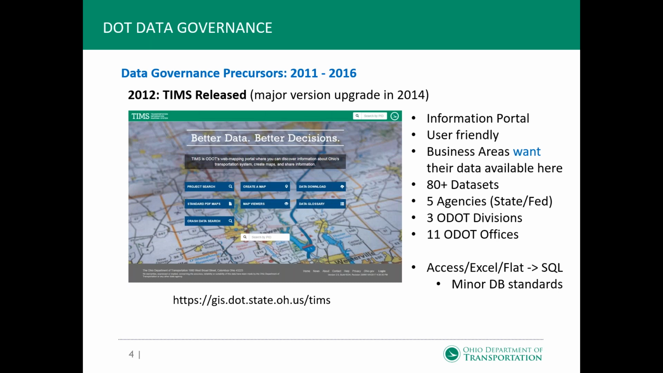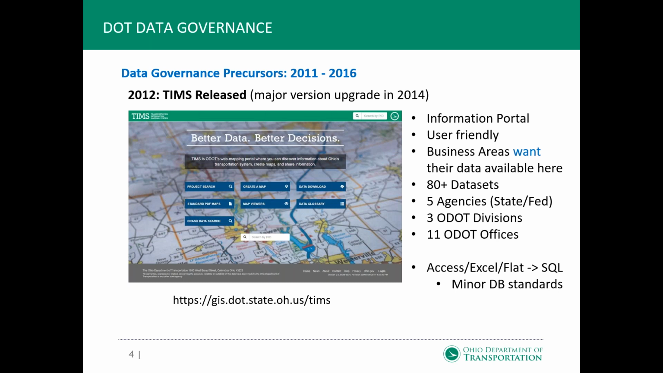I'm not entirely sure what was going on before then, because I wasn't here. But I know we've done some really good things between then and now. One of the first things that happened was we released this application we call TIMS, the Transportation Information Management, or mapping system. We released it in 2012 with a major upgrade in 2014.